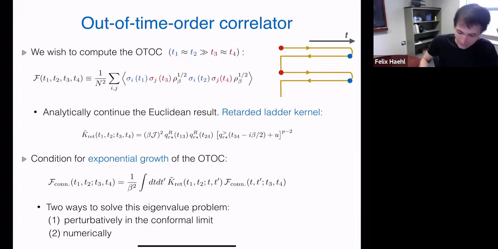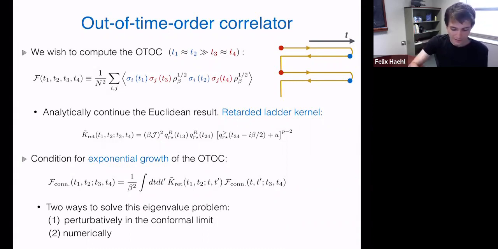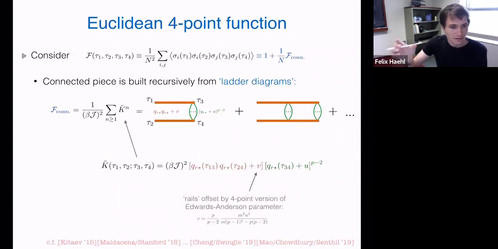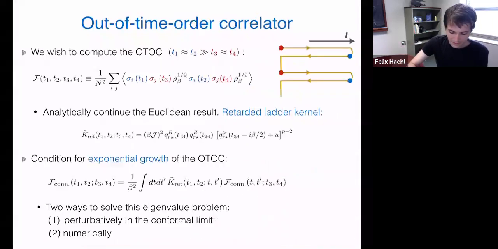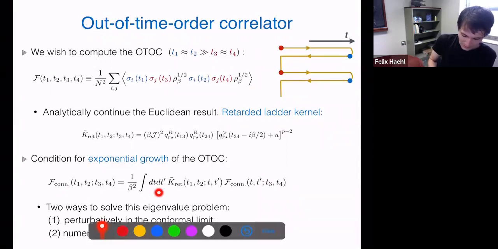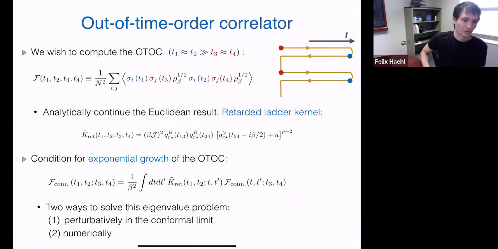And so the simple way to solve this problem, or to extract the quantum Lyapunov exponent, is just to ask what's the condition for exponential growth. And the condition for exponential growth is that adding one more rung to the ladder here does not change the result. Okay, and that condition precisely means that the four-point function should be an eigenfunction of this kernel with eigenvalue 1. Okay, so the kernel acting on this connected four-point function gives you back the four-point function. That's the condition for exponential growth.